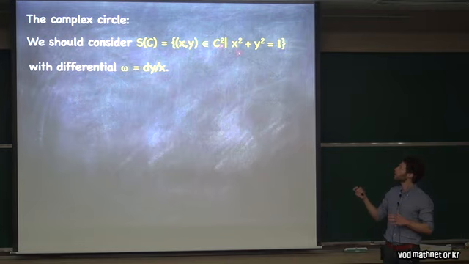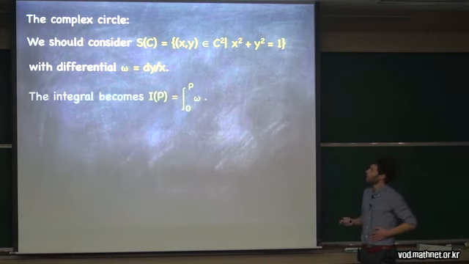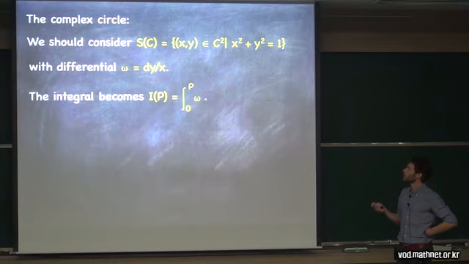So we take our equation x squared plus y squared equals 1, and then we look at all the complex solutions. And then our function, we take an integral over the differential, which you write as dy divided by x. So our integral now looks like, instead of this function 1 divided by the square root, we write omega, and then take the integral from 0 to P.